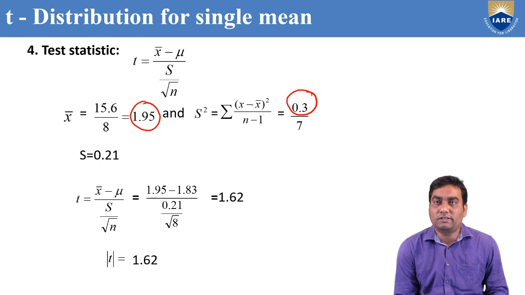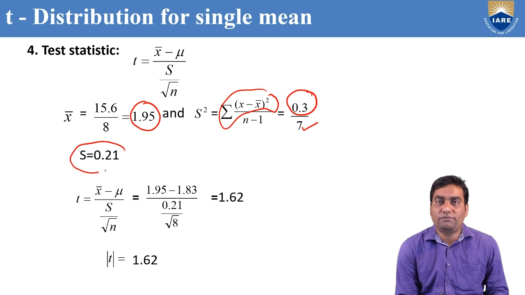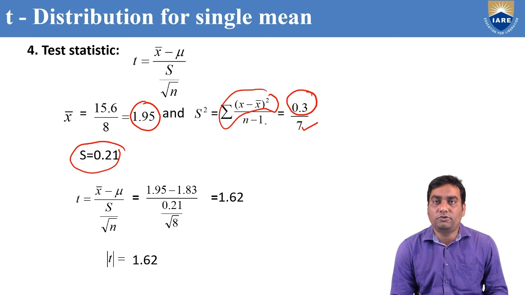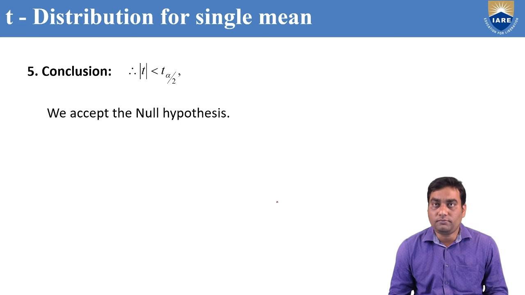S square value, sum of (xi minus x bar) whole square by n minus 1, how much? 7. So, finally, after getting the s square value, you can take the square root of s square, and we'll get s as 0.21. Then the test statistic: x bar value we got as 1.95 minus mu value which is given, divided by 0.21, we got it here, and the n value we also know. So, mod t equal to 1.62.